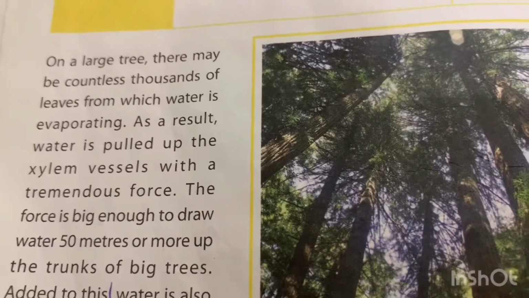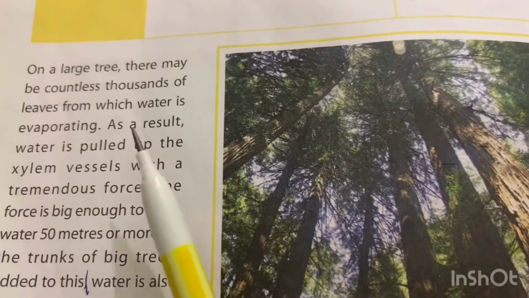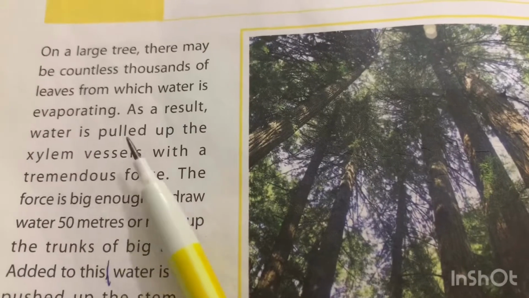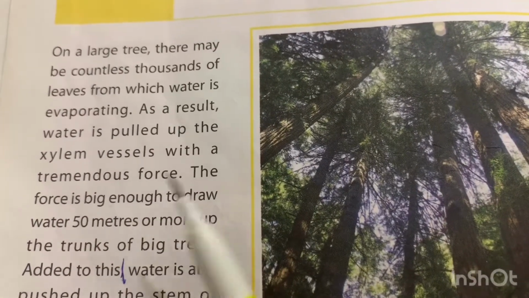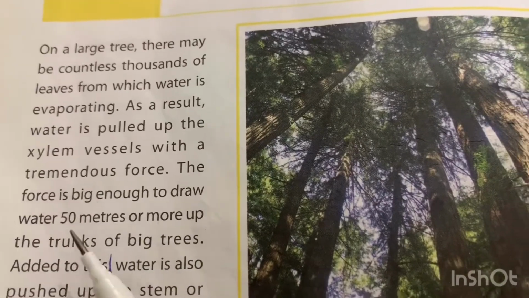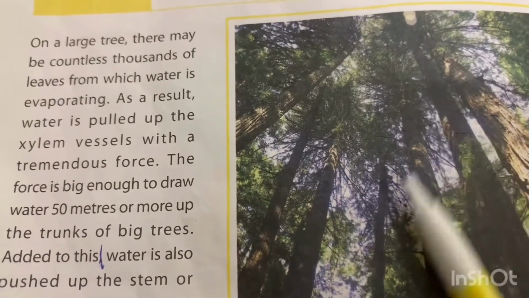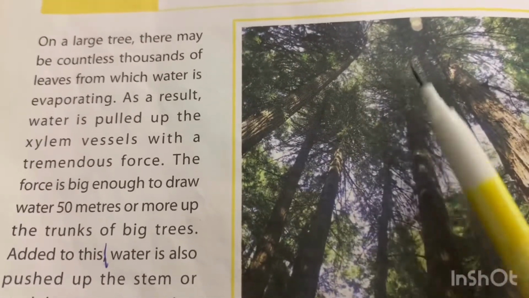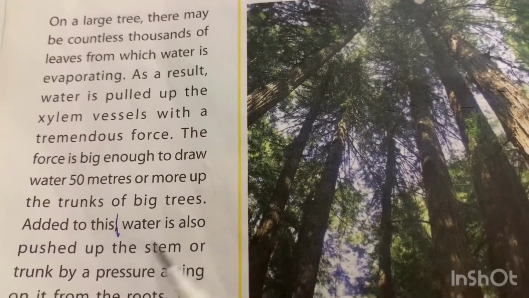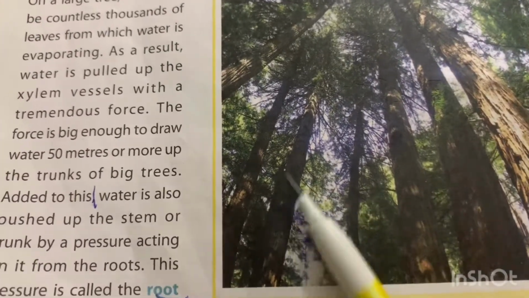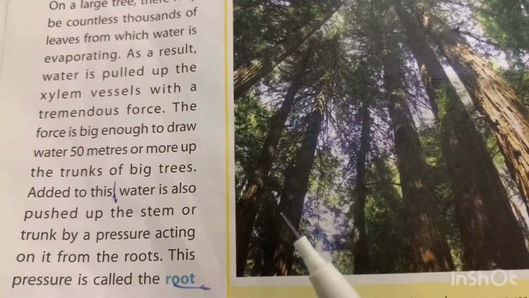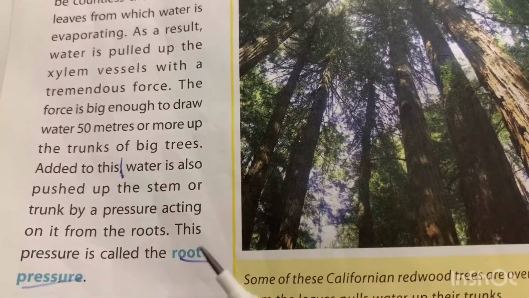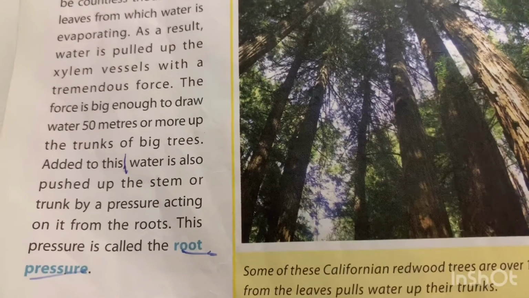On a large tree, there may be countless thousands of leaves from which water is evaporating. As a result, water is pulled up the xylem vessels with a tremendous force. The force is big enough to draw water 50 meters or more up the trunk of big trees. Added to this, water is also pushed up the stem or trunk by a pressure acting on it from the root. This pressure is called root pressure.